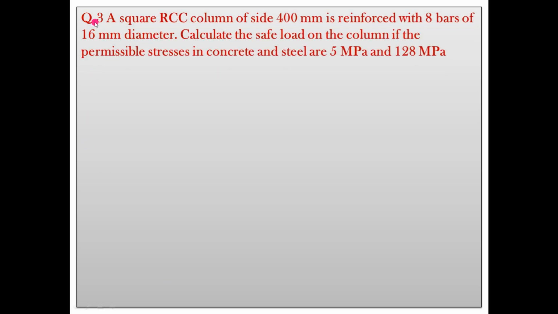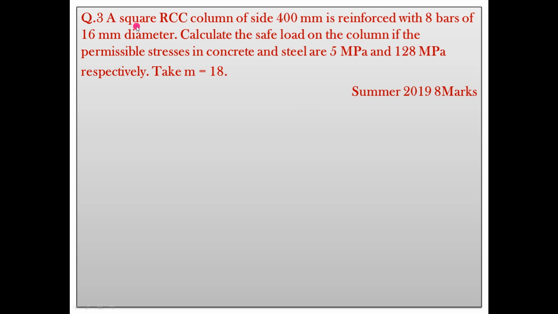Question number 3. A square RCC column of side 400 mm is reinforced with 8 bars of 16 mm diameter. Calculate the safe load on the column if the permissible stresses in concrete and steel are 5 MPa and 128 MPa respectively. Take m is equal to 18. This question was asked in summer 2019 for 8 marks. I am repeating the problem.